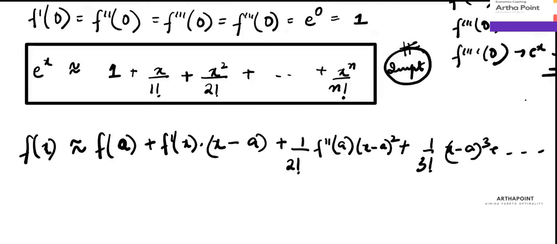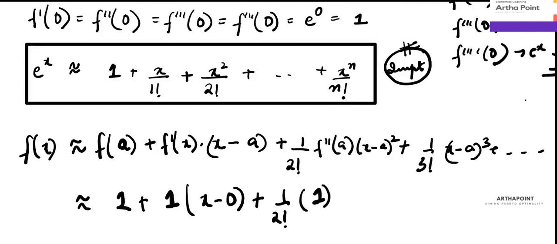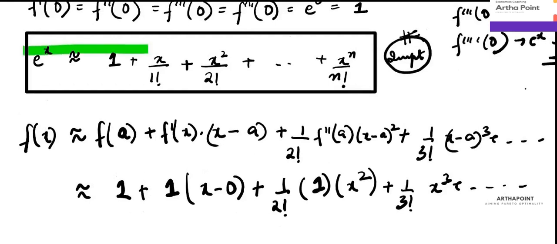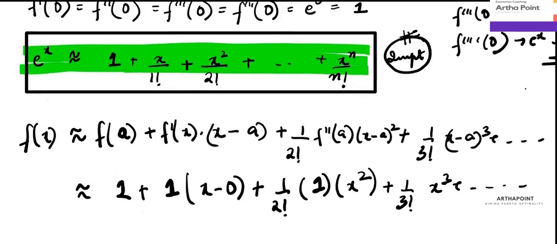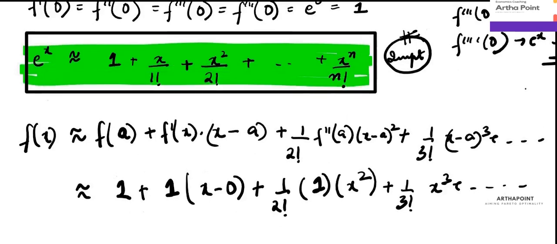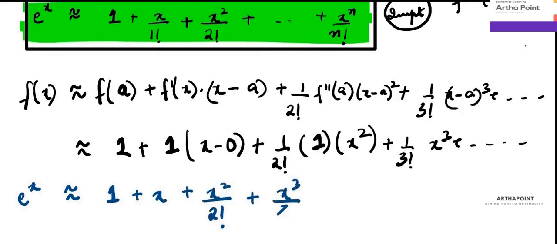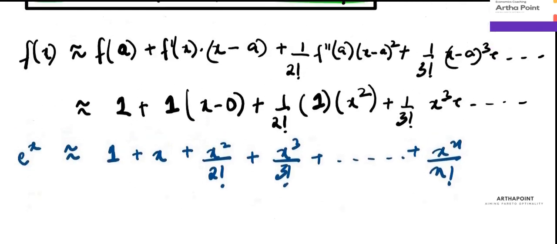But the value of the function at 0 is 1. The value of the differentiation is also 1. This is x minus 0 plus 1 by 2 factorial. Double differentiation is also 1. X square plus 1 by 3 factorial x cube and so on. So ideally, this is a very, very, very important equation that I am going to use a lot of times. I'm directly going to say using Taylor's approximation. So this is very important, where you will simply say that e to the x is approximately equal to 1 plus x plus x square by 2 factorial plus x cube by 3 factorial and so on till x to the power n by n factorial. Very, very important derivation.